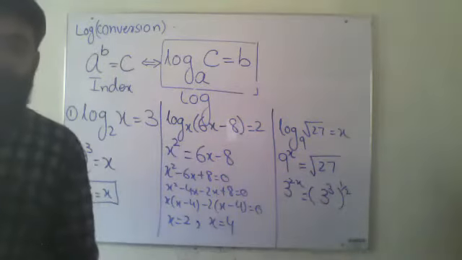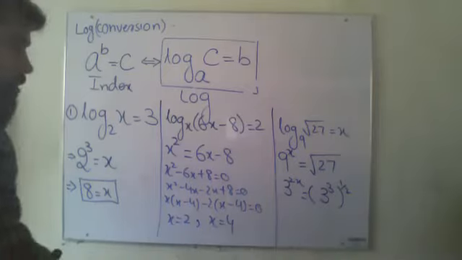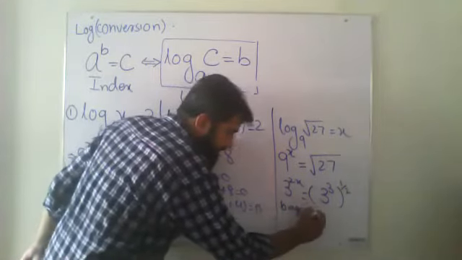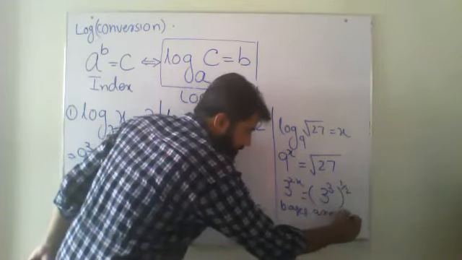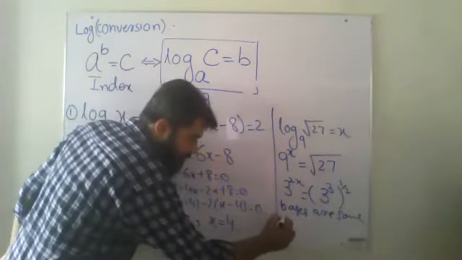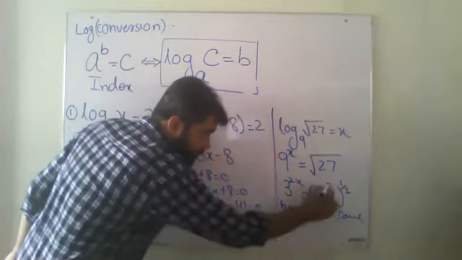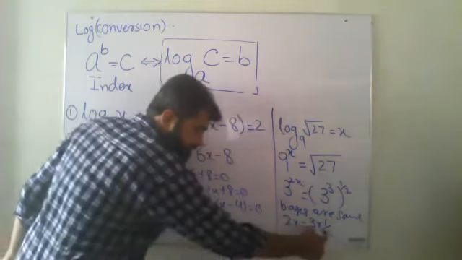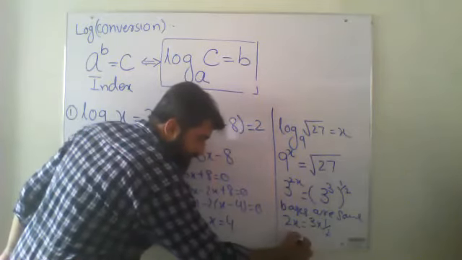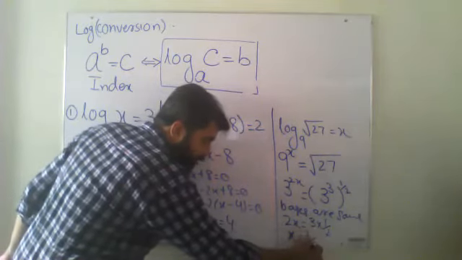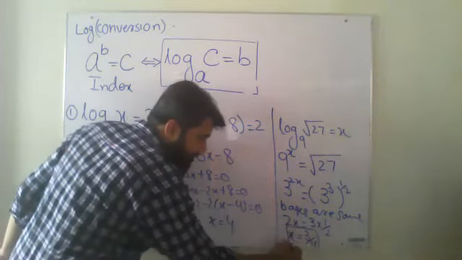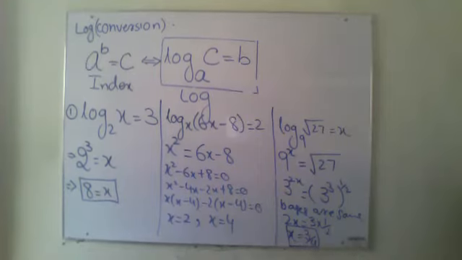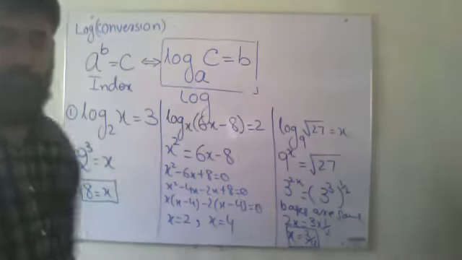This is the thing which is given to me, right? So bases are same. Bases are same. So what will happen? Power will also be same. 2x equals 3 multiplied by 1 over 2. When I shift this 2 over here, the answer will be 3 upon 4, and that would be your final answer when you have got this type of question.